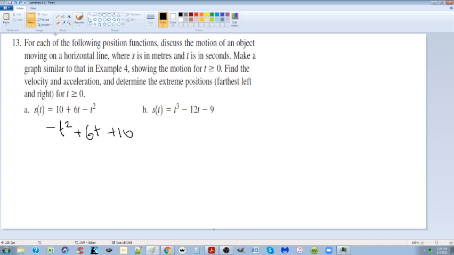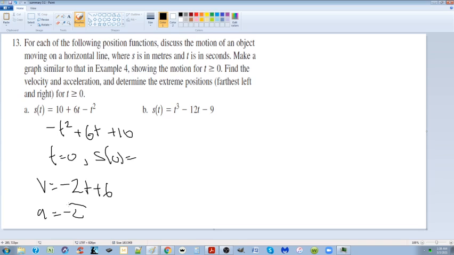So just be aware, at t equal to 0, s of 0 is 10. And then the first derivative, and acceleration. So acceleration is a constant in this one, and velocity is a line. Farthest left, farthest right for t. So you need to figure out when it's hitting and when velocity is equal to 0.